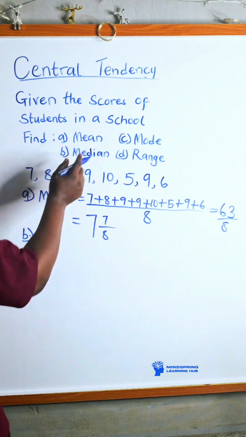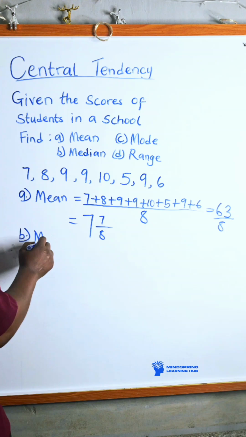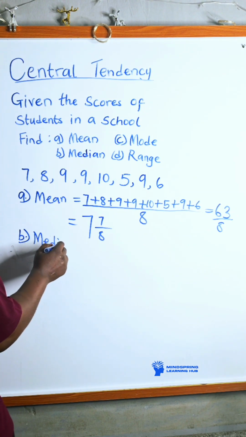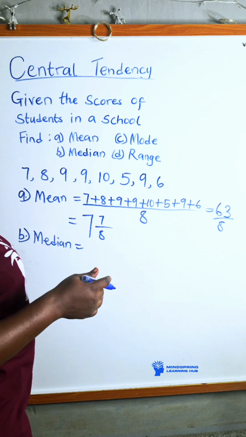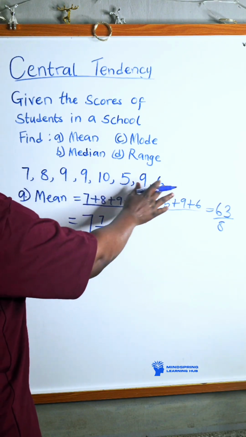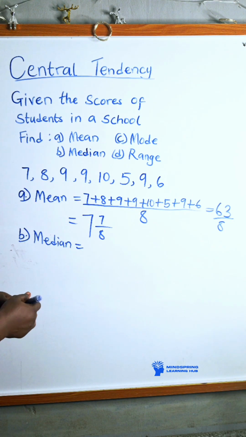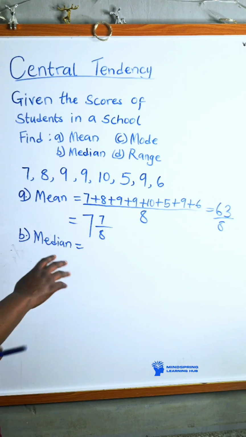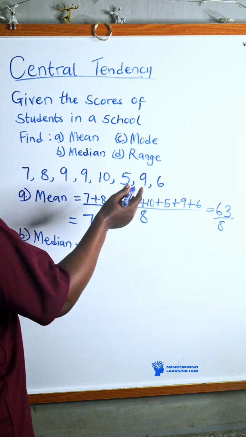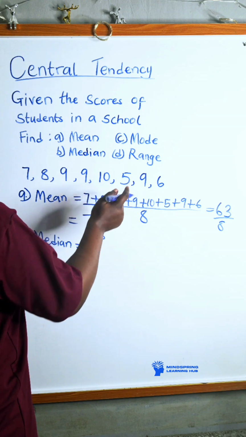We're looking for the median. What is the meaning of median? Median is the middle number, the number at the center after you are done arranging. So you can decide to arrange from the smallest to the biggest, or from the biggest to the smallest, depending on your choice. I'm going with the smallest to the biggest, and 5 is the smallest here.